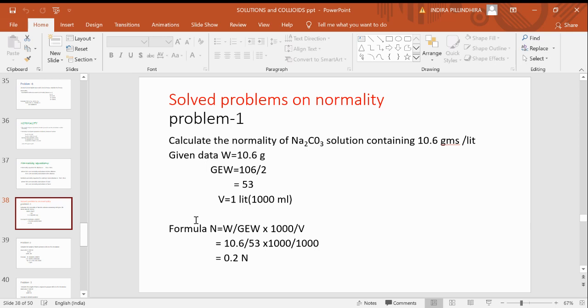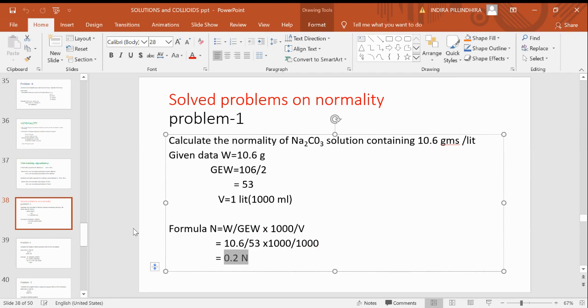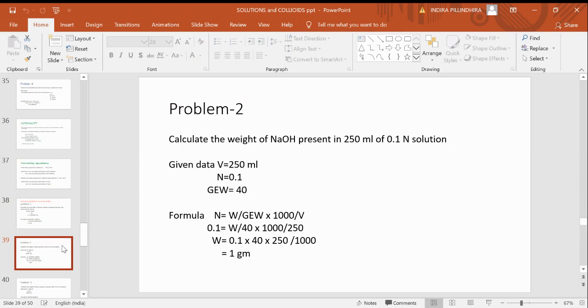Okay. Now after writing the data, then we should substitute the data in the formula. The formula here is N is equal to W by GW into 1000 by V. So here you just substitute the data and we'll get the answer as 0.2 N. Okay. So this is the first type of the problem based on the normality. Now we'll move to the second type of the problem. We'll move to the next slide.